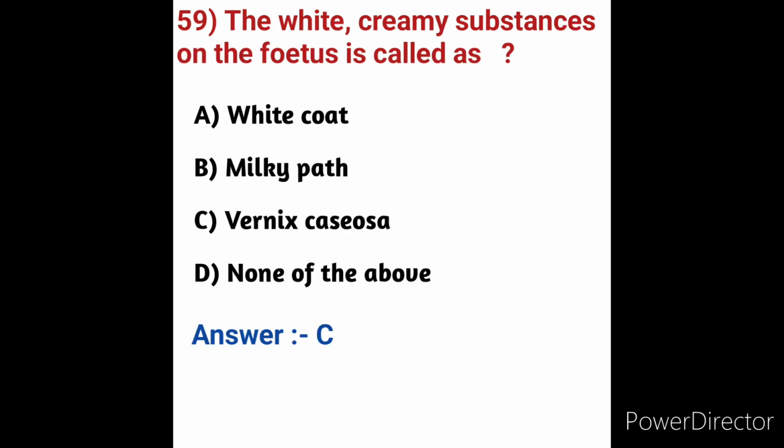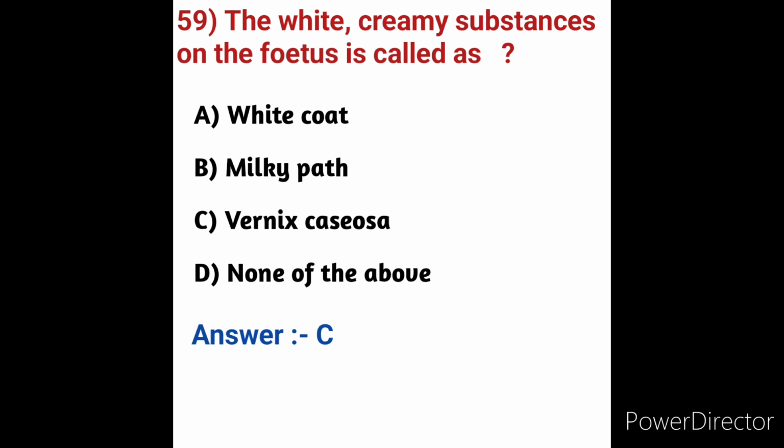Next, move on to question number 59. The white creamy substance on the fetus is called as. Option A, white coat. Option B, milky path. Option C, vernix caseosa, and option D, none of the above. The white creamy substance on the fetus is, in medical term, option C, vernix caseosa.